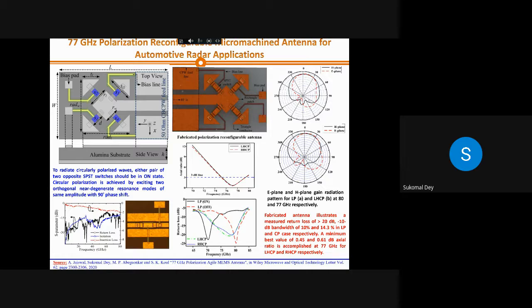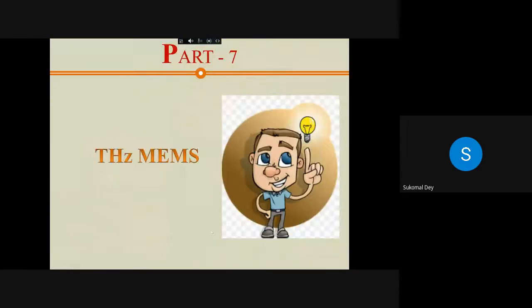You can see the radiation patterns of these antennas, and from the performance you can see this particular antenna works close to 77 gigahertz. Now with this, I would like to close by giving you a current state-of-the-art of what is going on in MEMS in the terahertz domain.